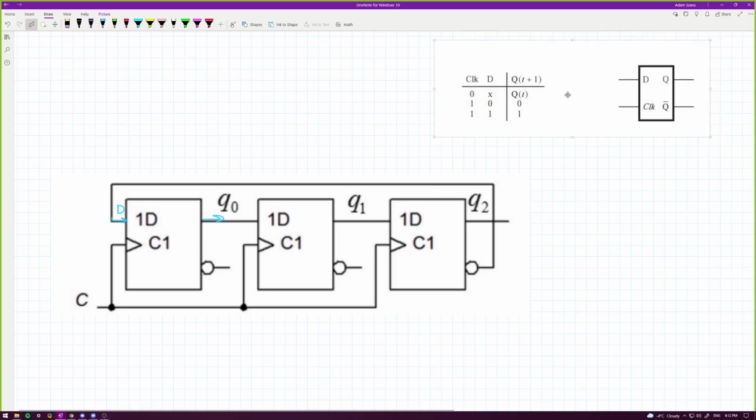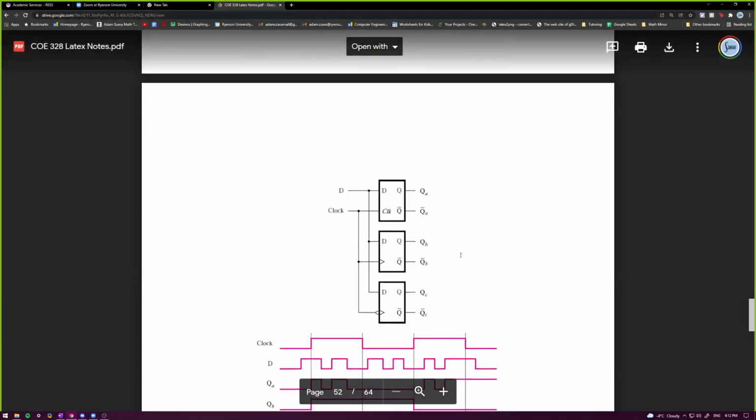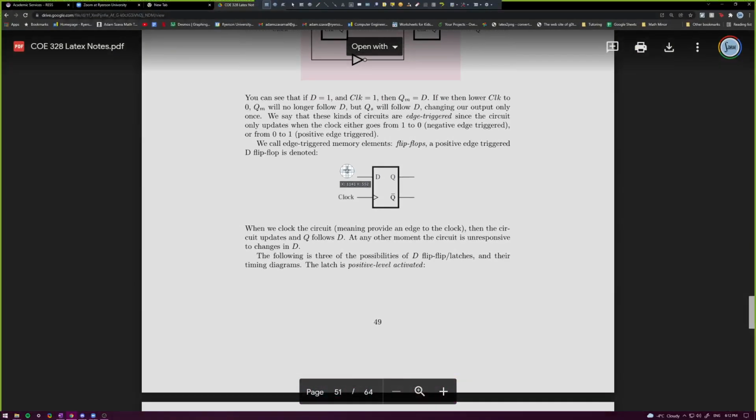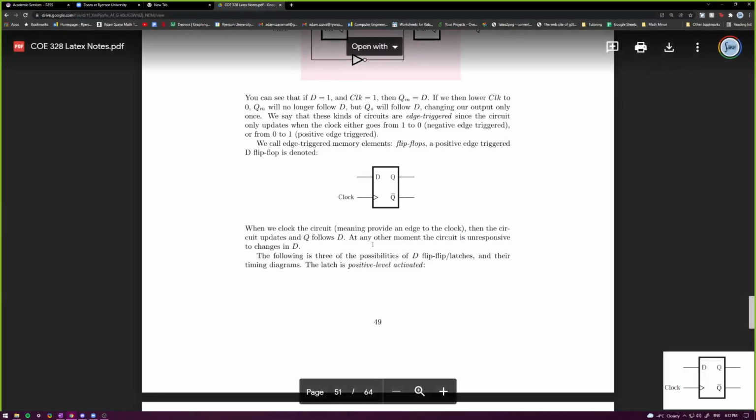Sorry, this isn't exactly the same thing because it's edge triggered. So is there an edge triggered one that I have here? Yeah, I have an edge triggered. Right, it updates and Q follows the D.